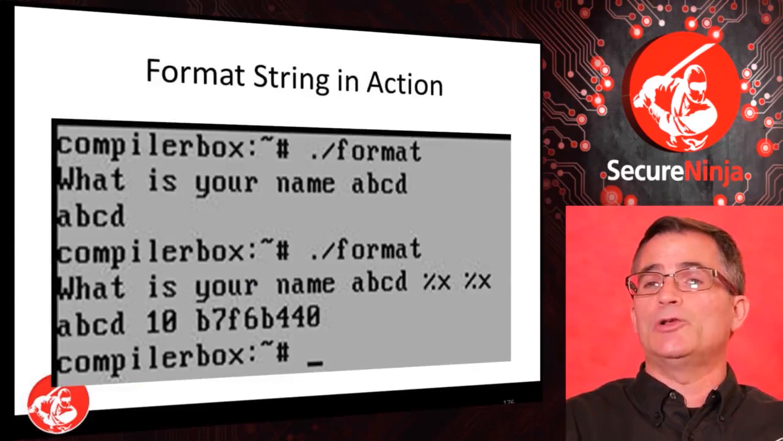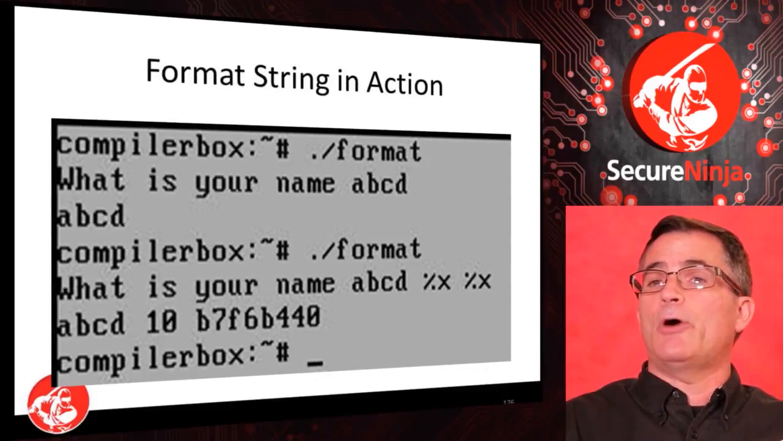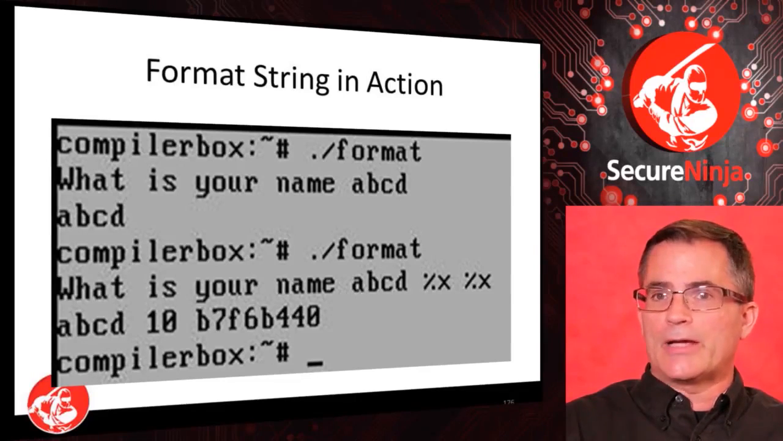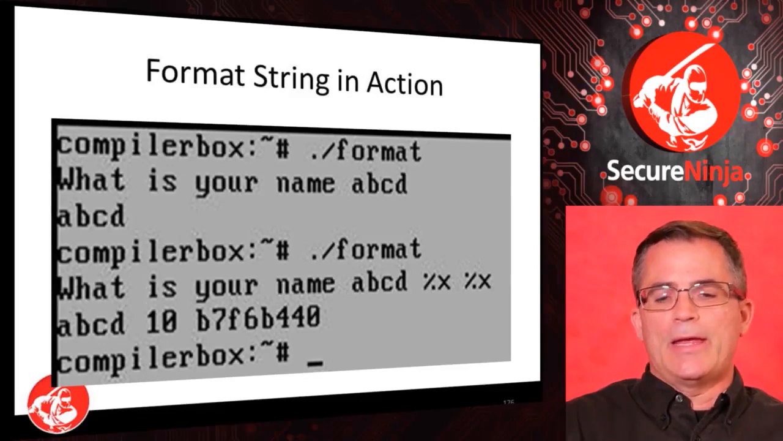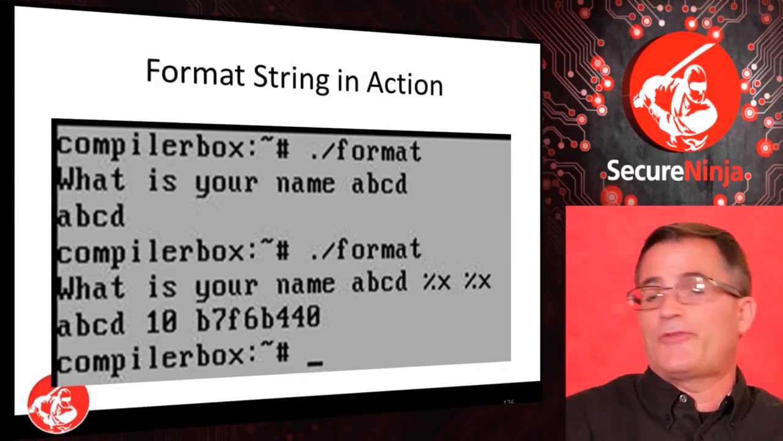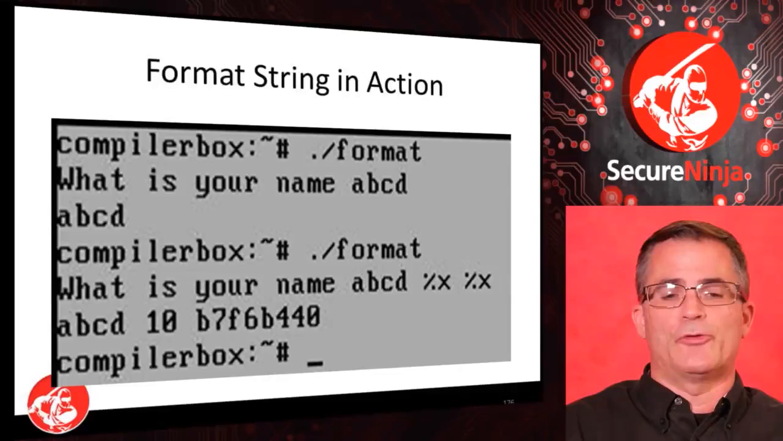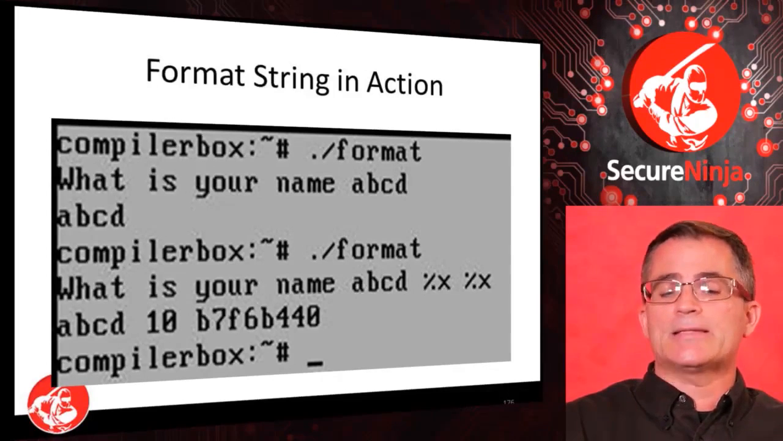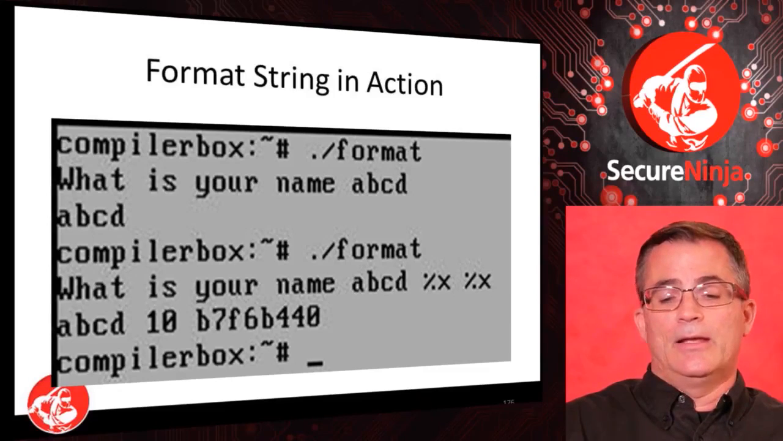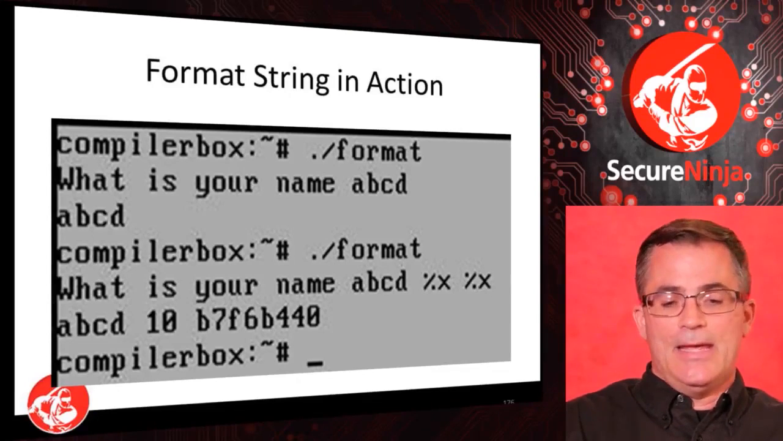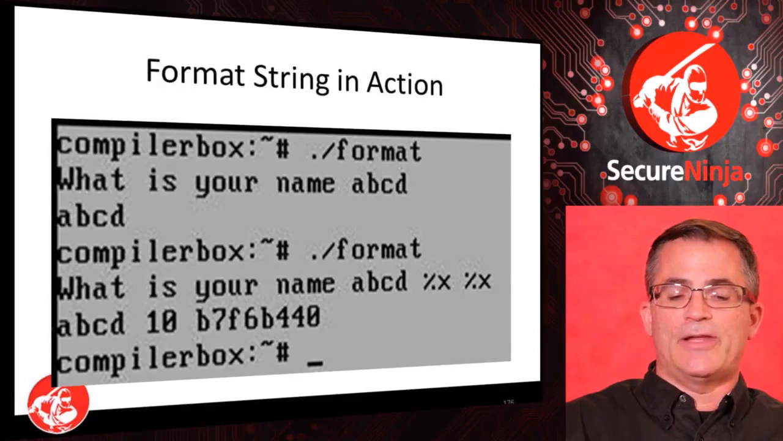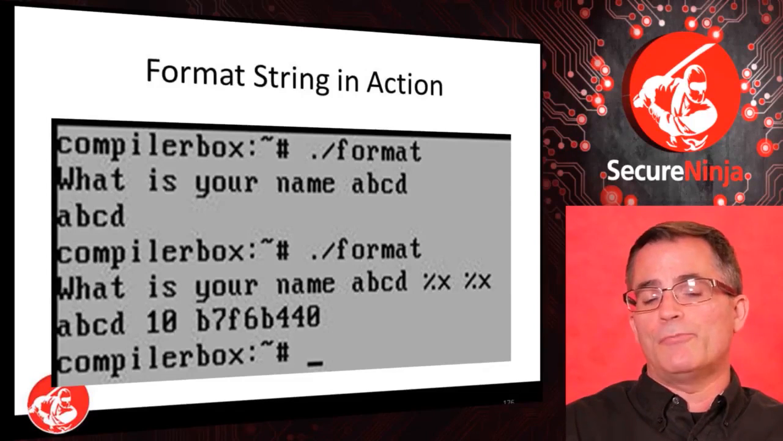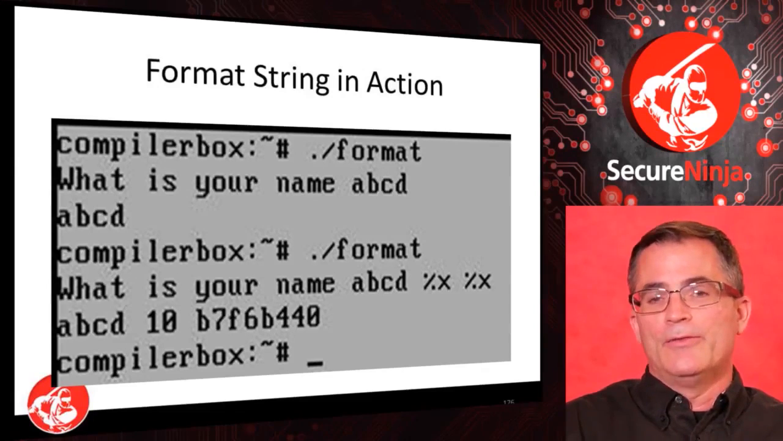And this is what a format string looks like in action. Sorry, not in a debugger, in an actual compiled program. What is your name? I put in my name, ABCD. It's fine, it prints name ABCD because I used a format specifier. Now I go, what is your name? I say ABCD %X %X. And it goes ABCD 10, the number of bytes on the stack, and B7F6B440. What do you think that is? That's the address of the instruction pointer in memory at the time ABCD is written. Therefore, I now have what?